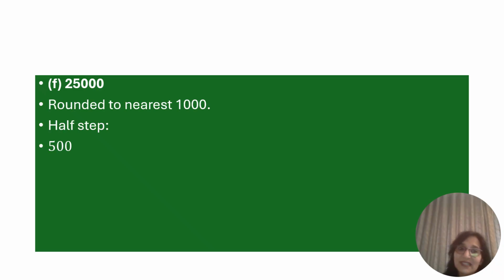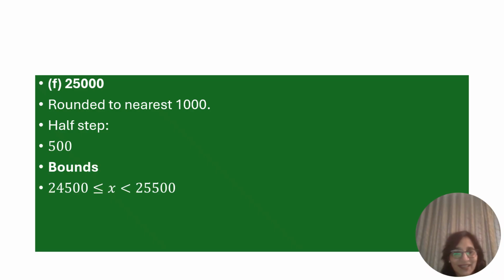So the next number is 25,000 rounded to nearest 1,000. So what is the step here? 500. So the bounds will be again, you need to subtract and then you need to add, and that will be your inequality equation.